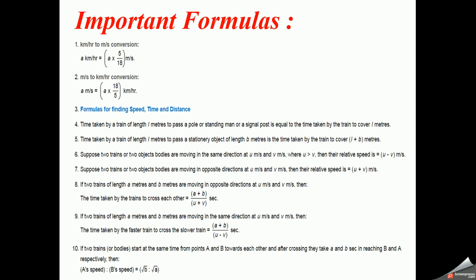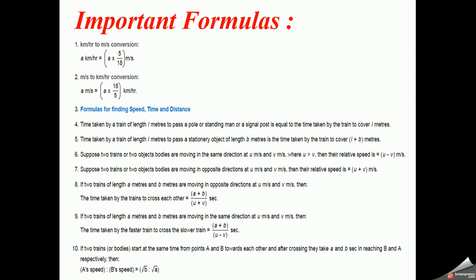While converting kilometer per hour into meter per second, you have to multiply by 5 by 18. Given a speed in kilometer per hour, that's why we multiply by 5 by 18 to convert it into meter per second, and the same in reverse for meter per second into kilometer per hour.